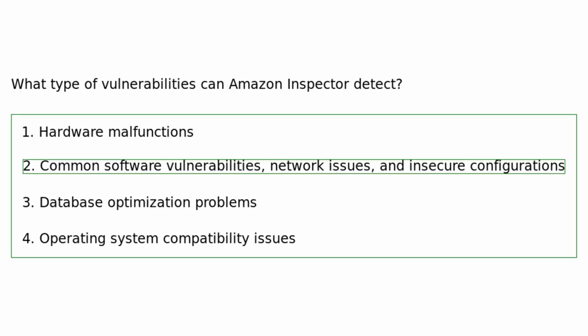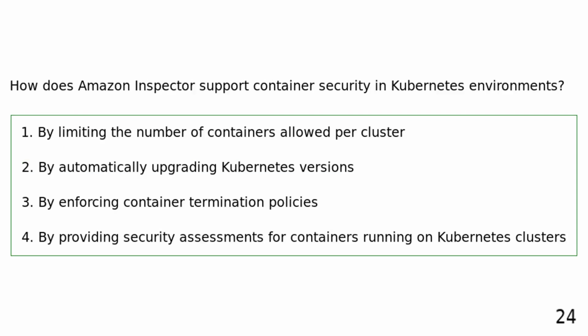Amazon Inspector can detect common software vulnerabilities, network issues, and insecure configurations as part of its security assessments. How does Amazon Inspector support container security in Kubernetes environments? By limiting the number of containers allowed per cluster. By automatically upgrading Kubernetes versions. By enforcing container termination policies. By providing security assessments for containers running on Kubernetes clusters.